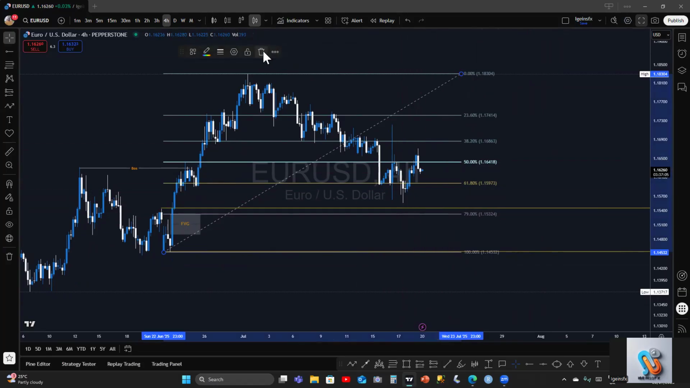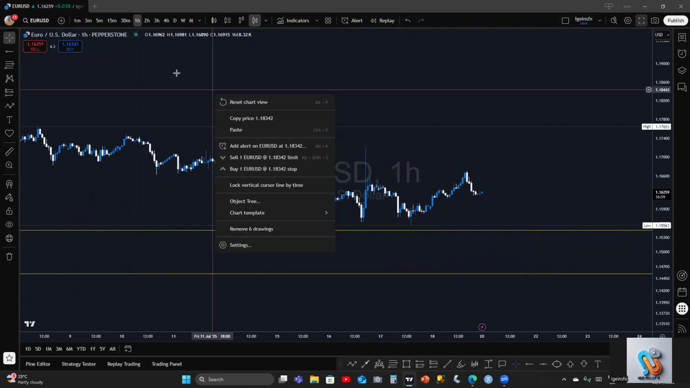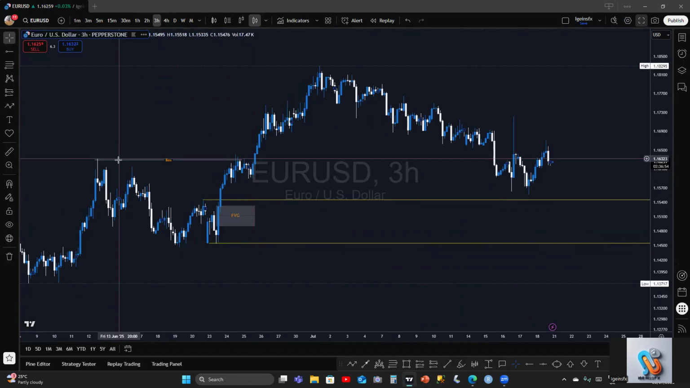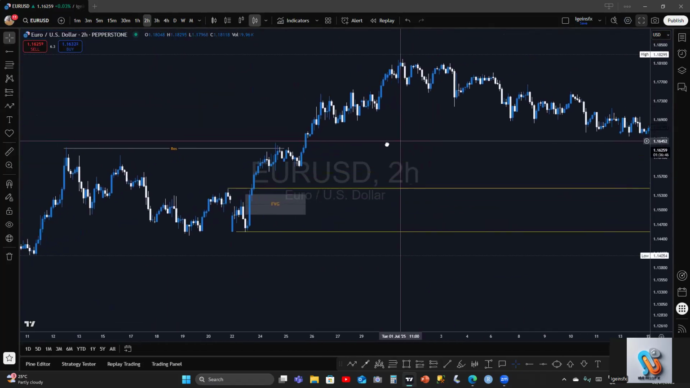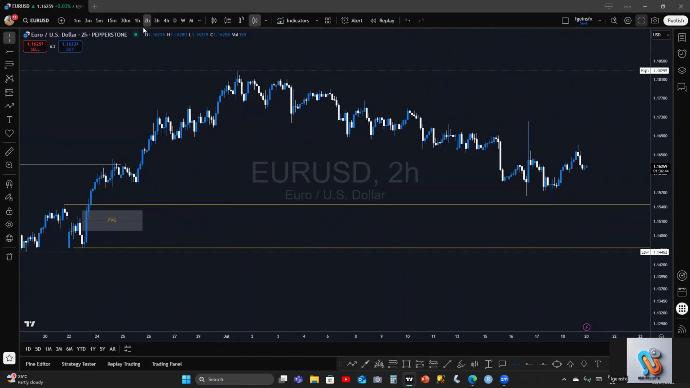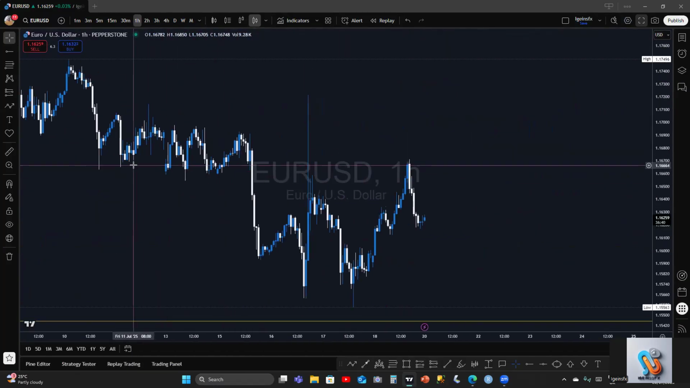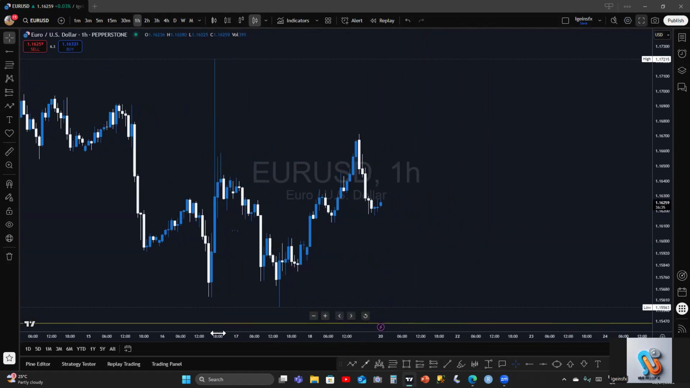So what we need to do right now is scale down to 1 hour. Or before then, we can scale down to 3 hours to look at it. It's the same thing. The FVG is still there. Look at it, the FVG is still there on 2 hours. Then we can now scale to 1 hour.